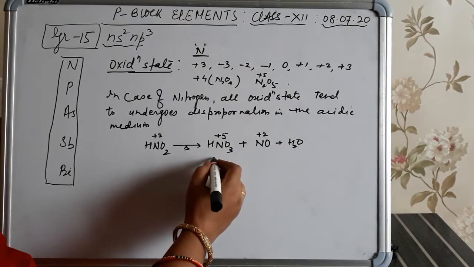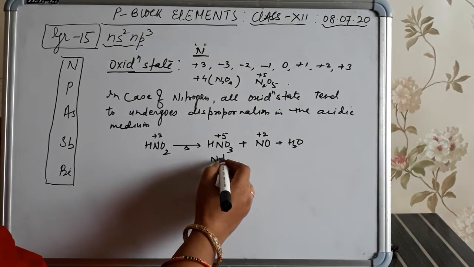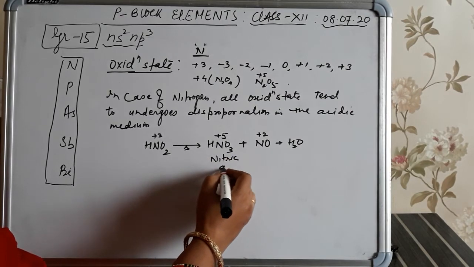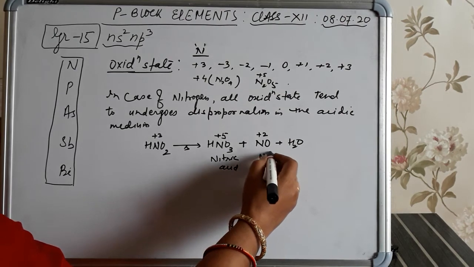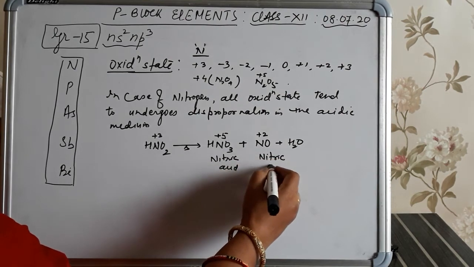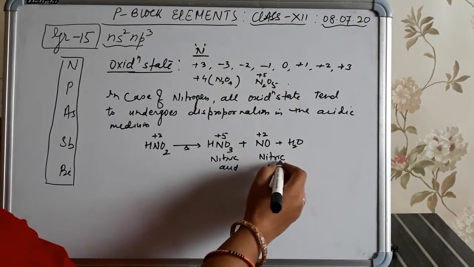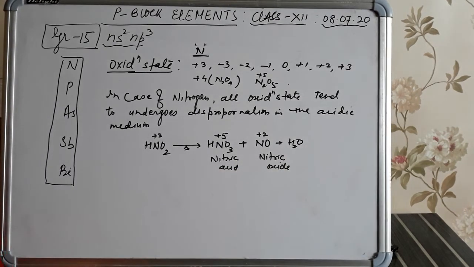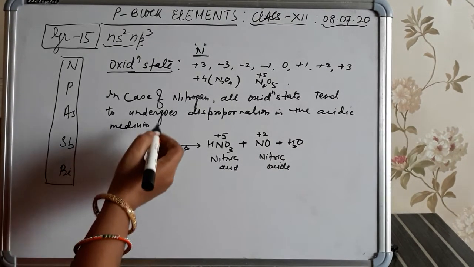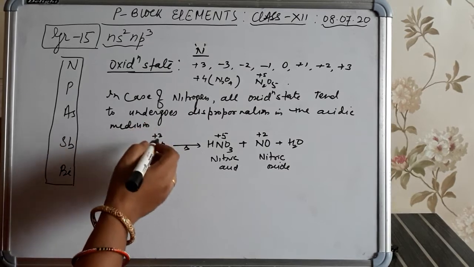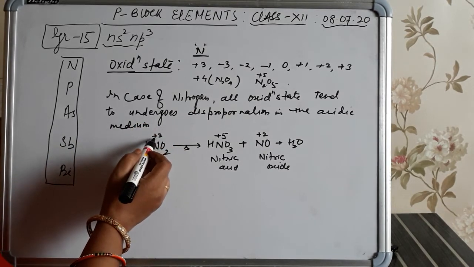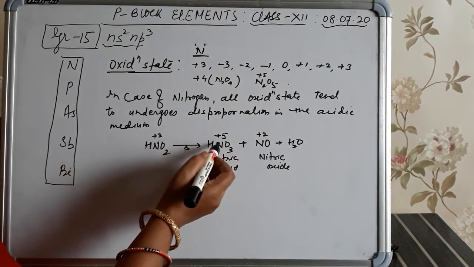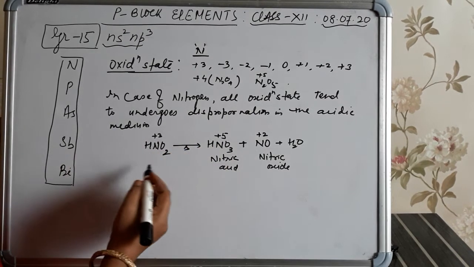This is nitric acid, and this is nitric oxide. So this is the example of nitrogen. If the oxidation state is present in the middle of the oxidation states, it undergoes a disproportionation reaction.